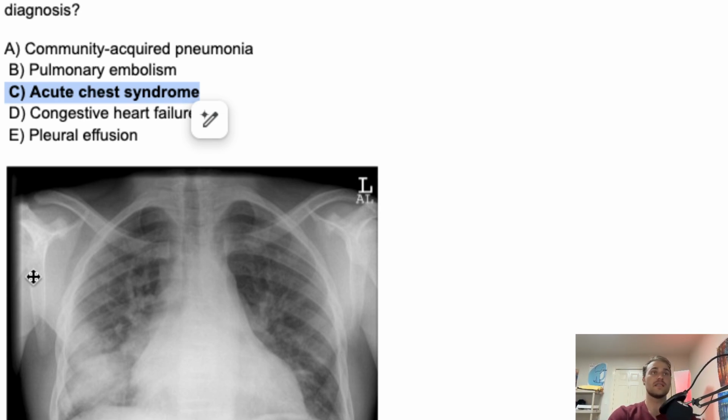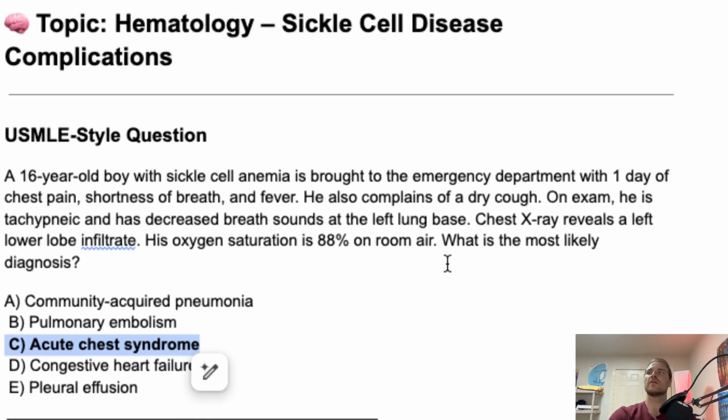Diagnostic criteria is going to be your x-ray. You're going to see that pulmonary infiltrate on the x-ray, and also fever. You might see some chest pain, hypoxia, cough, and our patient has all of those. So what do we give him? IV fluids, pain control, ceftriaxone, azithromycin to cover for what? Strep pneumonia and mycoplasma.